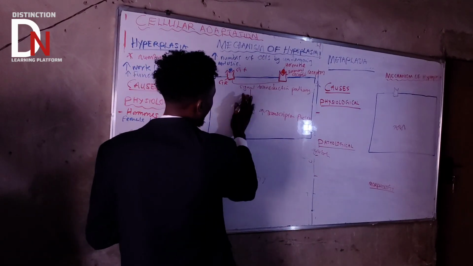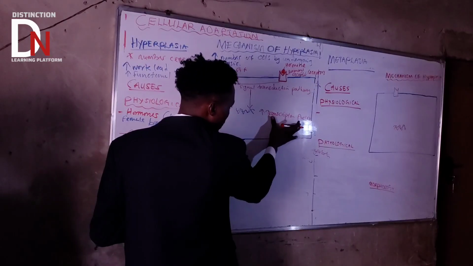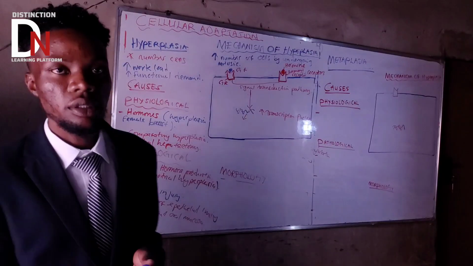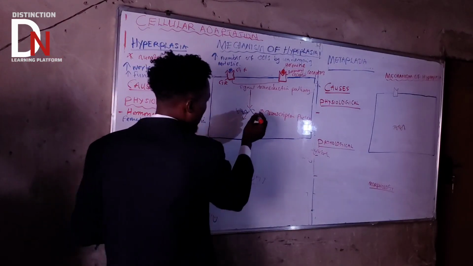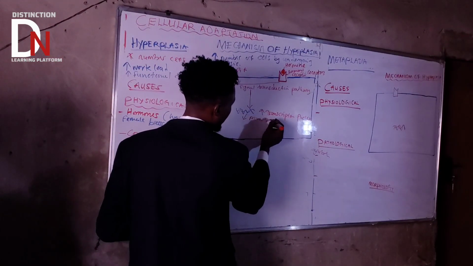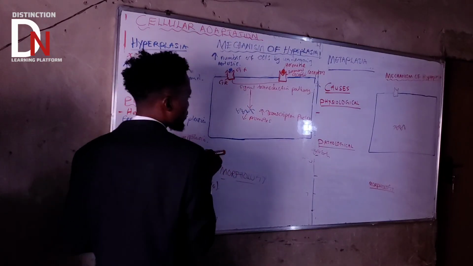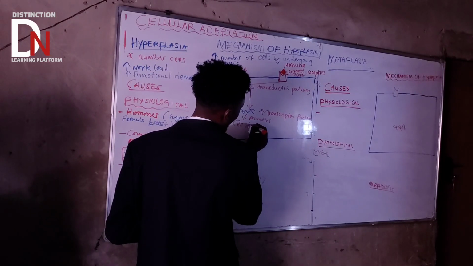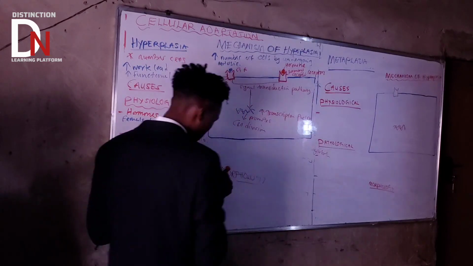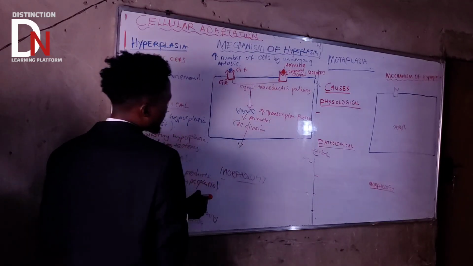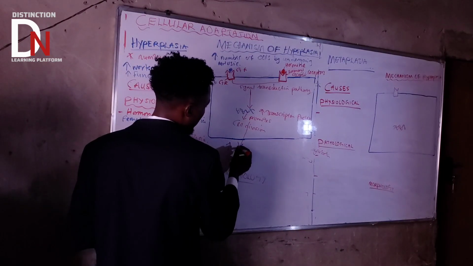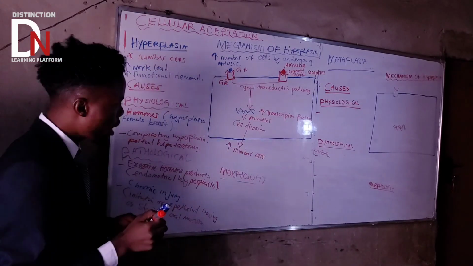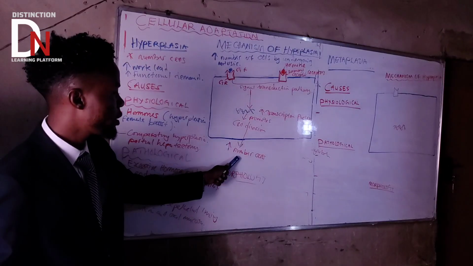Now, what do these transcription factors do? If they are activated, they will promote a cell to start dividing. They promote a cell to enter the cell cycle, promoting cell division. If a cell now divides, what's the result? It's going to increase the number of cells. If the cells divide, it will lead to an increase in the number of cells.